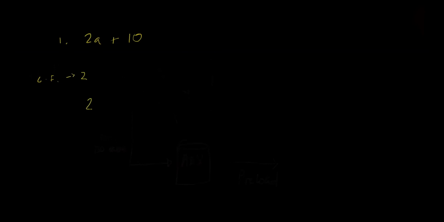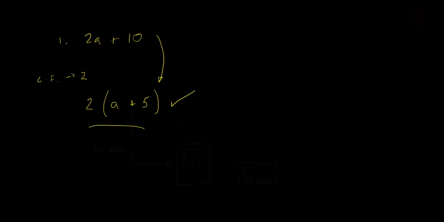Therefore, I take the 2 out. What times 2 gives me 2a? 1a, which is just a. Then what do you do, a plus what? 5. Very good. So we've gone from this expression into a bracket. This is our question, this is our answer, and that's what we do.